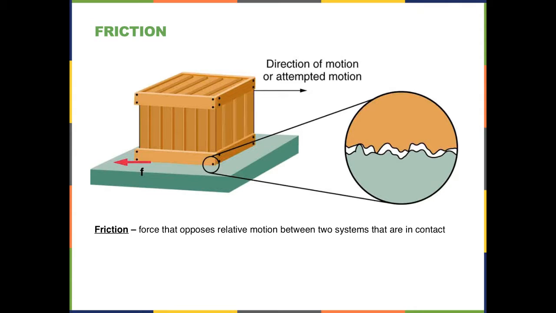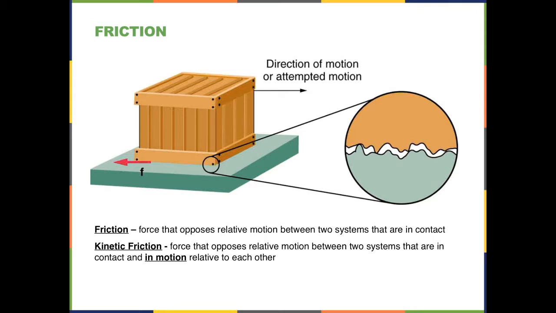Friction is the force that opposes the relative motion of any two systems that are in contact with each other. What you can see here in the diagram is friction is generally the result of an incongruity between the two surfaces that causes them to resist motion between each other.